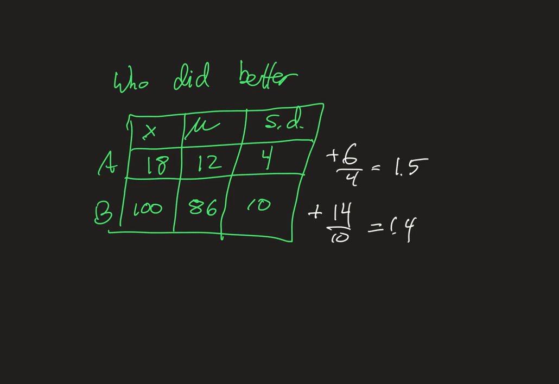And of course I support it with calculations and then explanation as I write it down. You wouldn't just say A. You'd have to support it with numbers, calculations, and then explanations of, since A was 1.5 standard deviations higher and B was only 1.4 standard deviations higher, that makes the A score better. There you go.